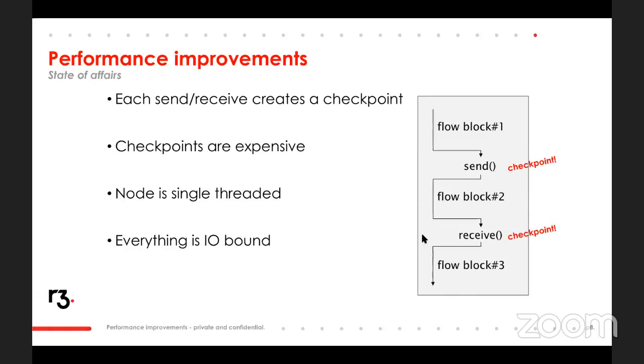One of the biggest bottlenecks currently is checkpoints. And what are checkpoints? Basically, whenever a piece of business logic in a Corda app or in a flow executes and it suspends on something like a send or a receive from another party or potentially some other API call, we create a checkpoint, which means we persist the complete state of the flow to the database, and then we resume. We do this because if something fails, then we want to be able to restore the state from the database.